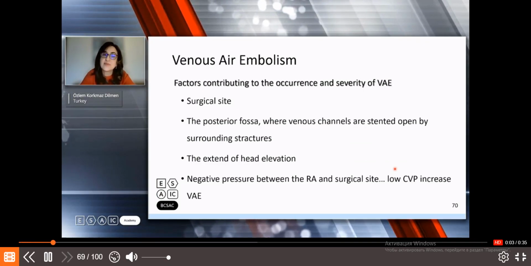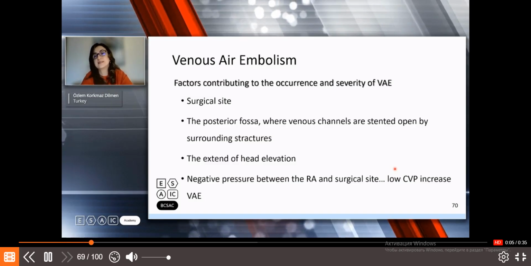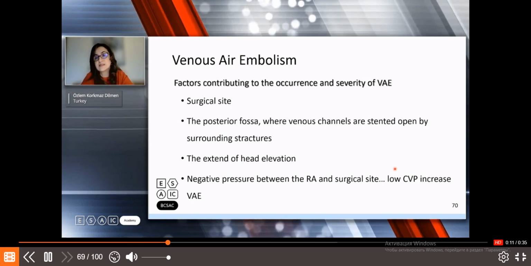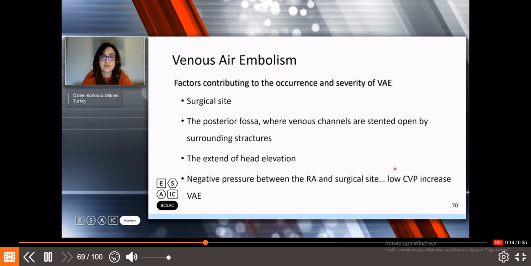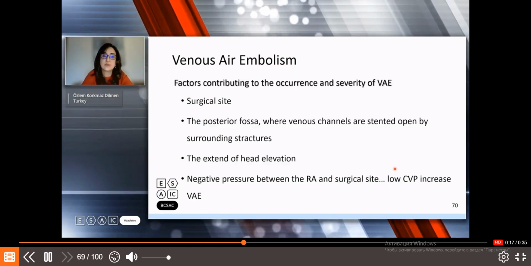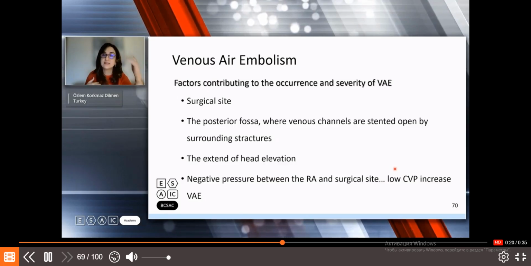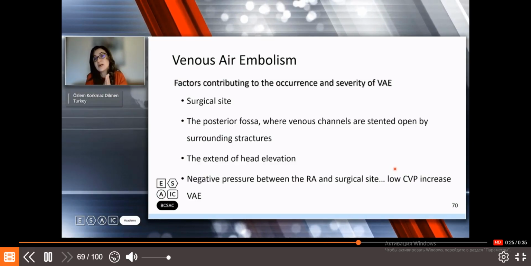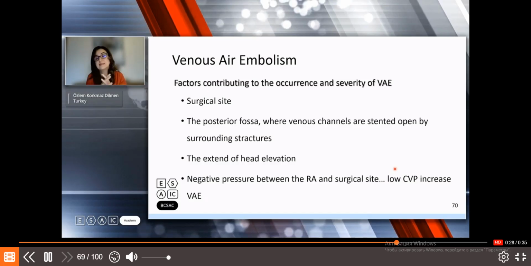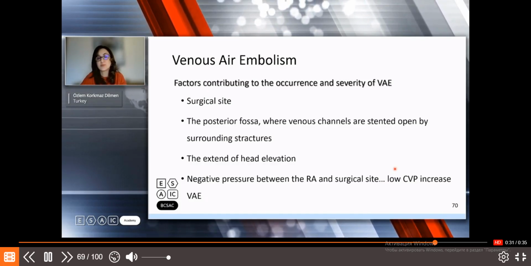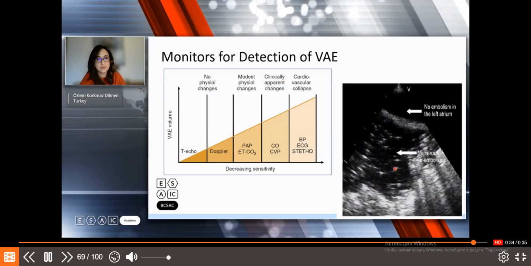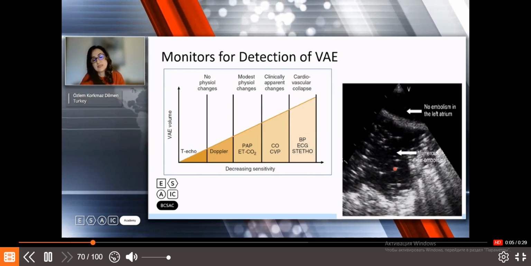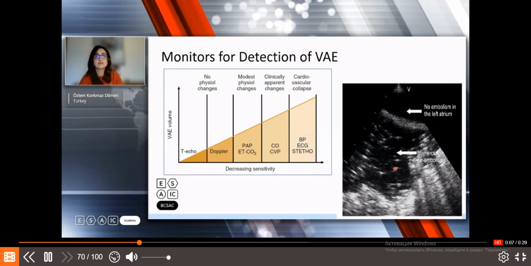There are some factors that may contribute to the occurrence and severity of venous air embolism. The posterior fossa, where venous channels stand open surrounding structures. The extent of the head elevation and negative pressure between the right atrium and surgical site can increase the risk. That's why volume should be sustained, and low central venous pressure may increase the risk of venous air embolism. The most sensitive monitor for detection of venous air embolism is transesophageal echo and Doppler.